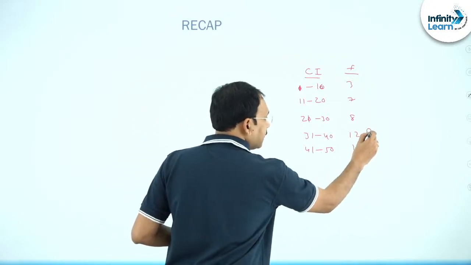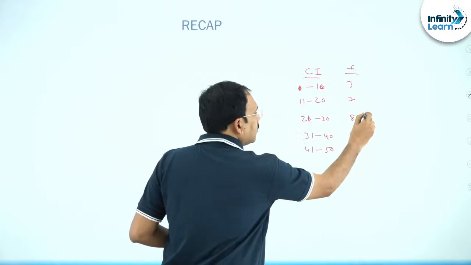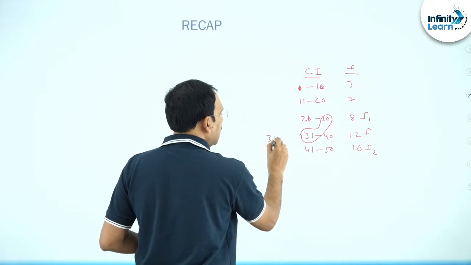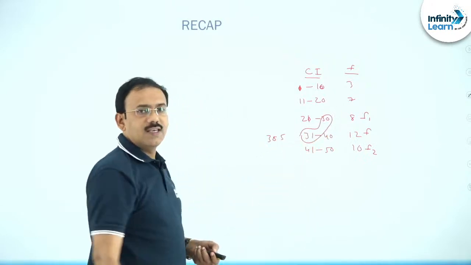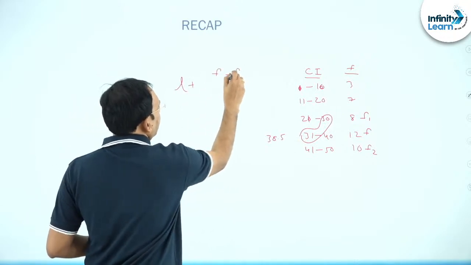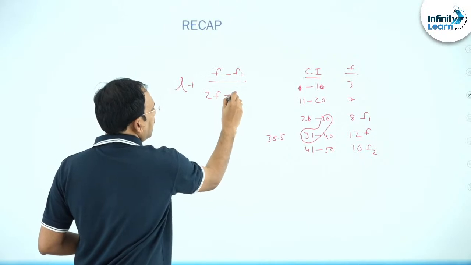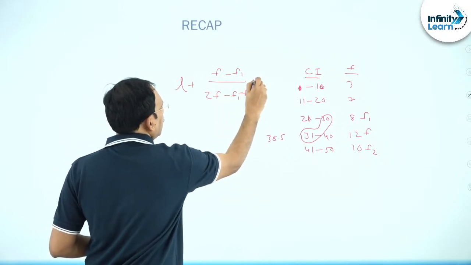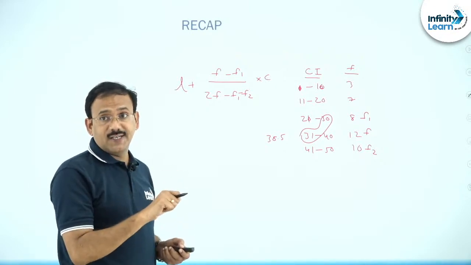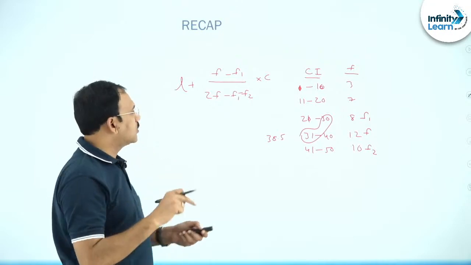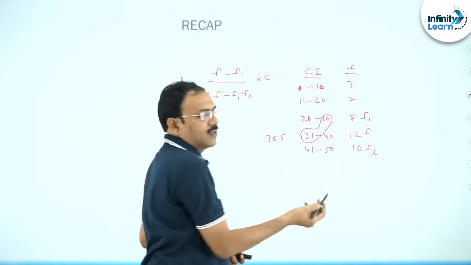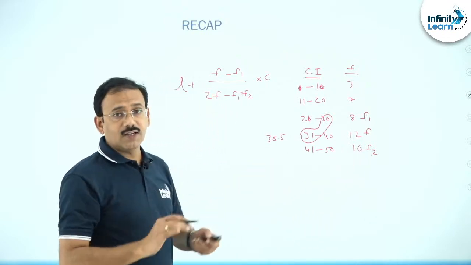So this is F, the frequency just above this is F1, this is F2, and the corresponding lower boundary is 30.5, the average of these two is L. Now the formula is L plus (F minus F1) by (2F minus F1 minus F2) into C, where C is the length of the class interval. You must learn this formula, friends. Please do not neglect this formula, this is also important. In some books they write F minus 1 and F plus 1 instead of F1 and F2. These are the things.